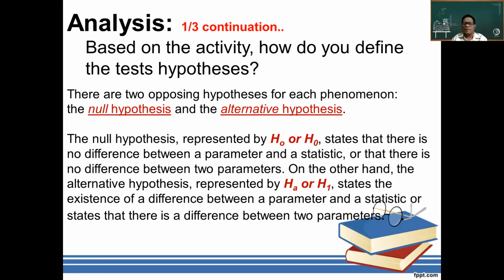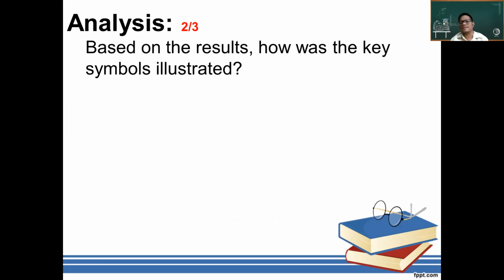For the alternative hypothesis, it is represented with H sub A. Okay, so we will use H sub A. It means there is an existence of a difference between two parameters. It means A and B are not the same. That is why we can use the unequal sign. We can use the greater than sign or the less than sign for this one. Okay, proceed. Based on the results, we have activity 2.